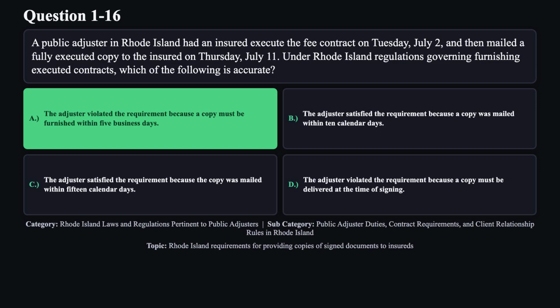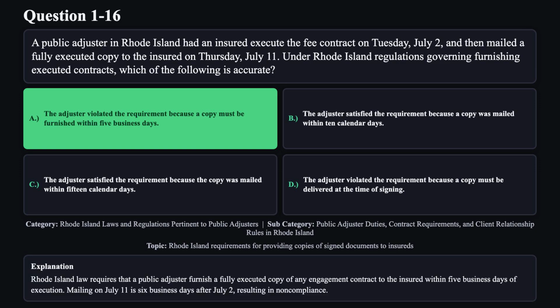The correct answer is A. Rhode Island law requires that a public adjuster furnish a fully executed copy of any engagement contract to the insured within 5 business days of execution. Mailing on July 11th is 6 business days after July 2nd, resulting in non-compliance.